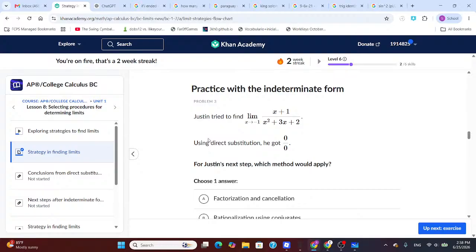Justin tried to find the limit as x approaches -1 of x plus 1 over x squared plus 3x plus 2.